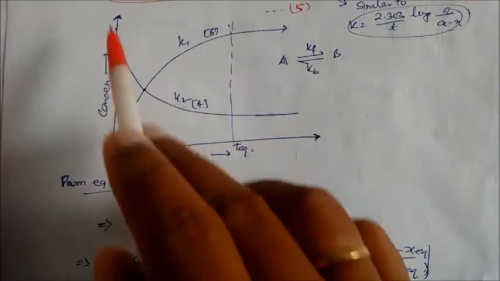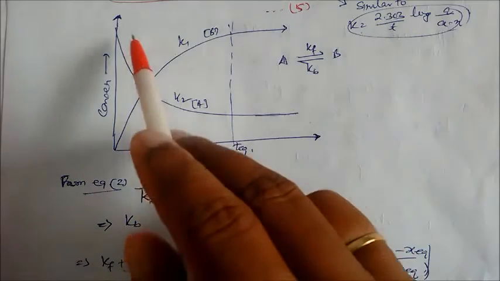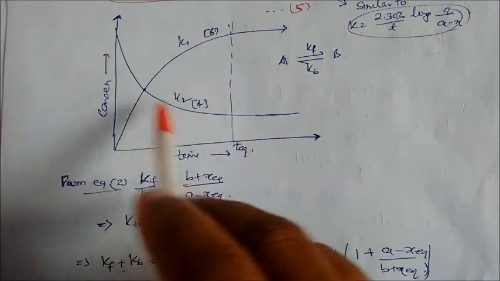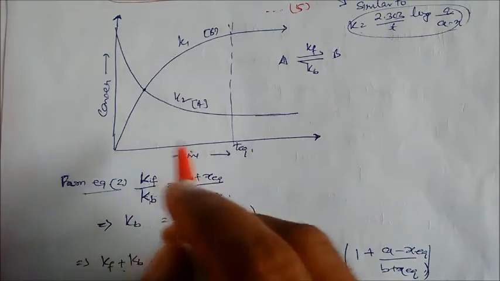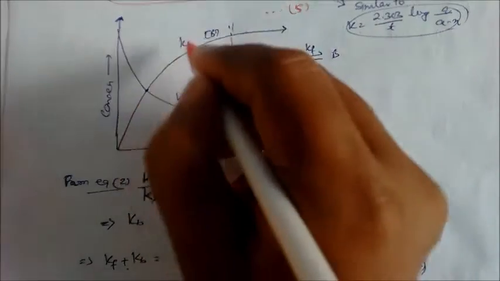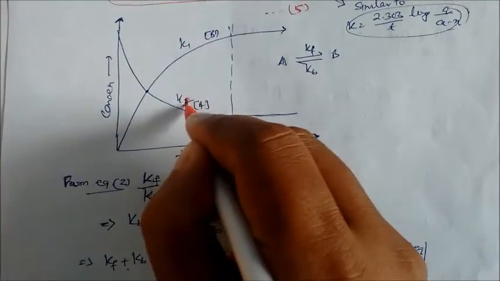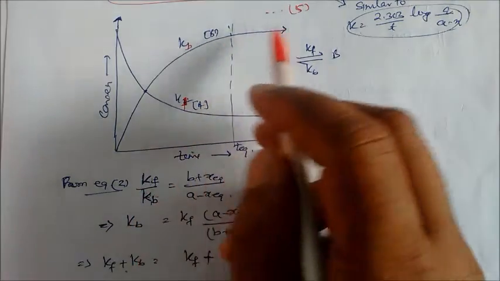So the graph will be like this one. We have already seen it. It's a concentration versus time graph. This is the rate of reaction graph of A. That is the K2. I think this will be your K1, and this will be your not K1. This is your Kf, this is your Kb, and this is the concentration graph of B.